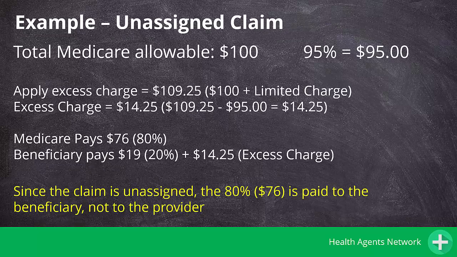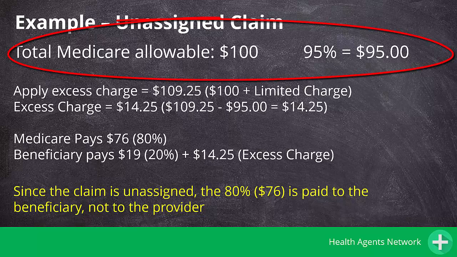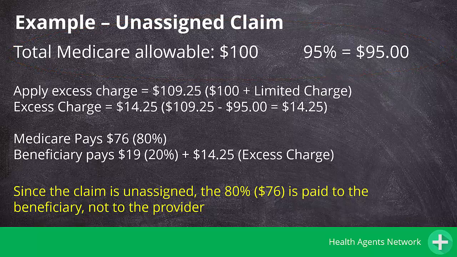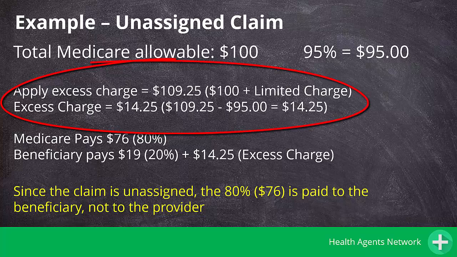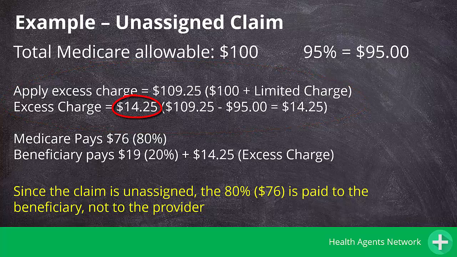Now, an unassigned claim is a little more complex. Same example: total Medicare allowable amount, $100, 95% for the provider, or $95. If we apply the excess charges, it's $109.25. So it's $100 plus a limiting charge with excess charge. So let's take a look at the excess charge. It is $14.25 because we're taking $109.25, which is 9.25% plus the Medicare allowable amount of $100, minus the Medicare billable amount of $95, equals $14.25, as you can see on the screen.